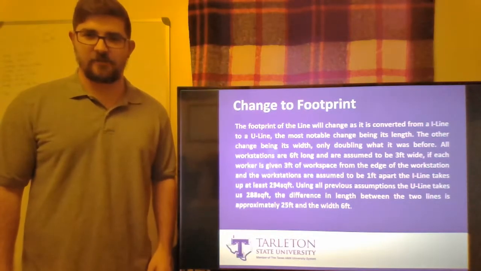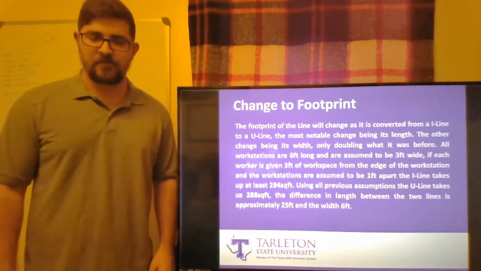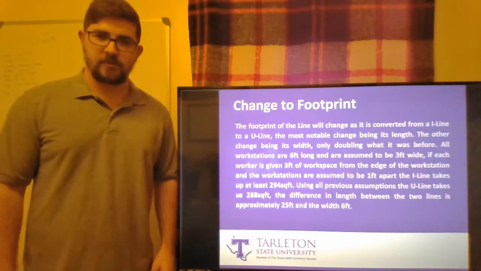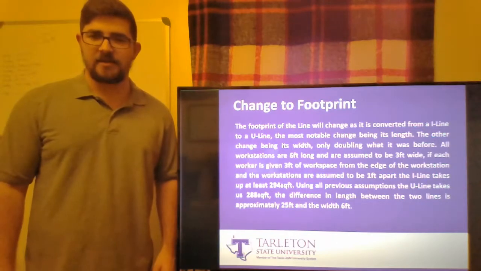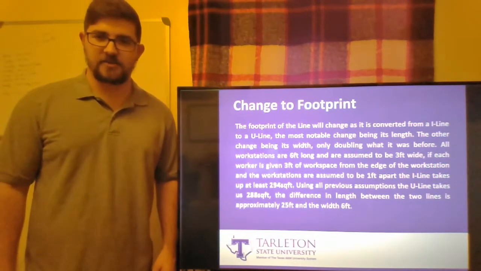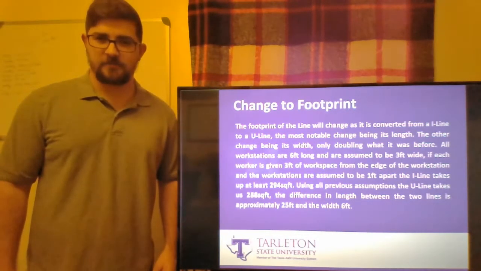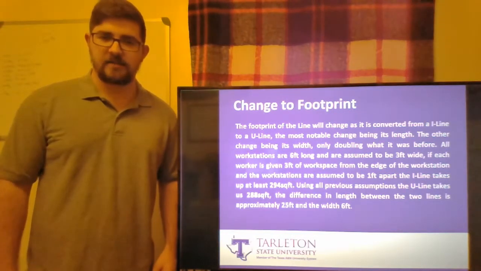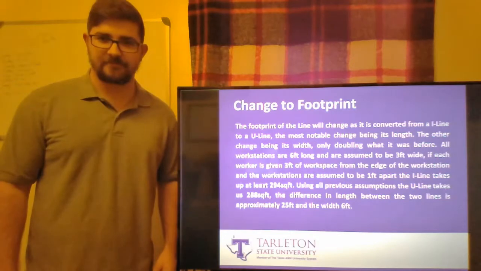Here we have the change to the footprint between the I-line and the U-line. Each workstation is 6 foot long by 3 foot wide, with 1 foot between each workstation. Each workstation has a 3 foot wide workspace starting at the edge of the workstation. The total area of the I-line is 294 square foot, and the total area of the footprint of the U-line is 288 square foot. The difference in length between the 2 lines is 25 feet, and the difference in width is 6 foot.